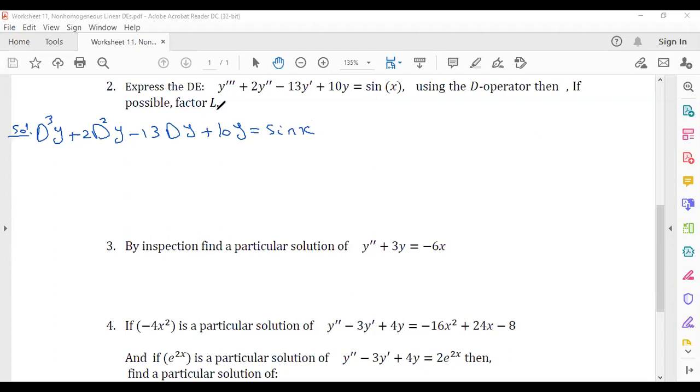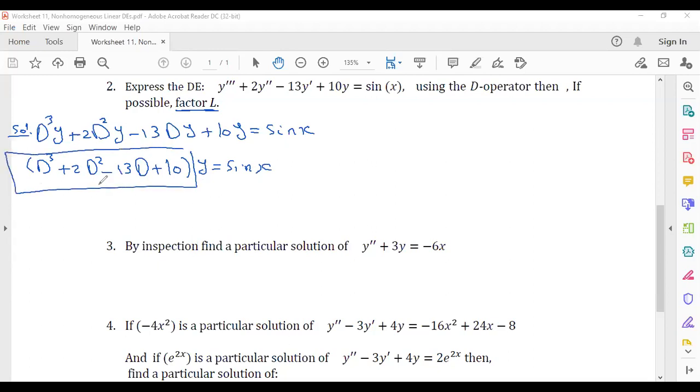Also, he needs me to factorize L if possible. Where is my L? By the way, I said in my lecture to take y as a common factor, but I also told you it isn't right to take y as a common factor because there is no product here, it's derivatives. But we can together say take y as a common factor. So I'm going to write here D cubed plus 2D squared minus 13D plus 10 of y equals sine x. My L is this one. This is my differential operator. So my L is D cubed plus 2D squared minus 13D plus 10. Yes, this is my L.